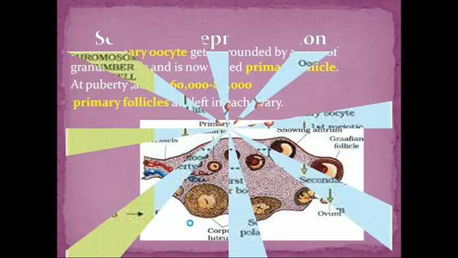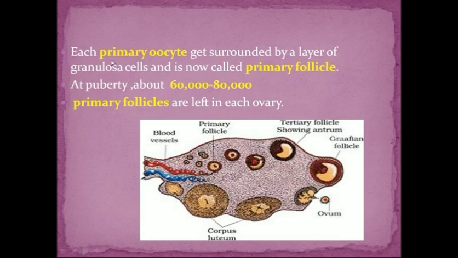Now let's see a little more in detail. As we have seen, in the fetal ovary there will be a number of oogonia, and these oogonia undergo prophase 1 of meiosis 1, resulting in the formation of a number of primary oocytes. So this is a section. In this picture, you can see the section of an ovary. Here you can see these are the primary oocytes. Okay. Now this primary oocyte slowly gets surrounded by a layer of granulosa cells and is now called the primary follicle. So a primary oocyte surrounded by a number of granulosa cells is called a primary follicle.